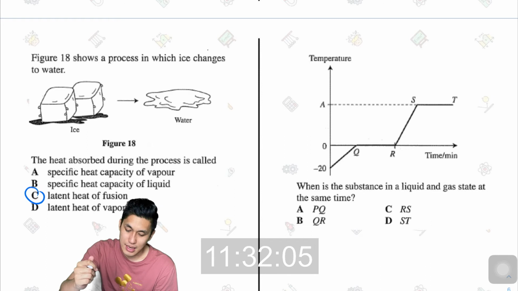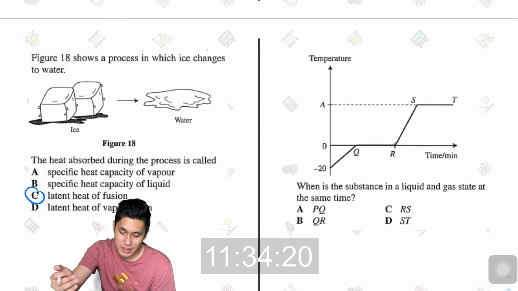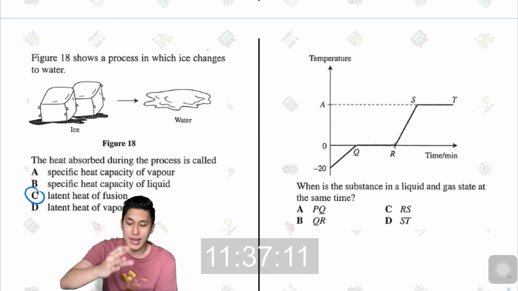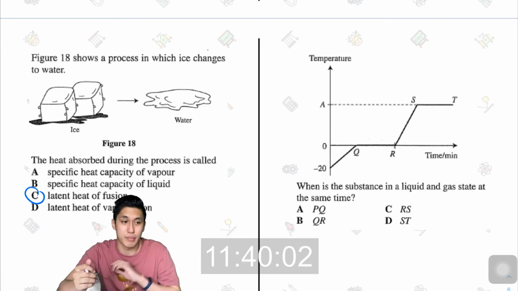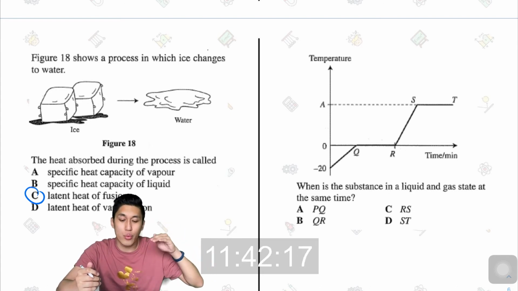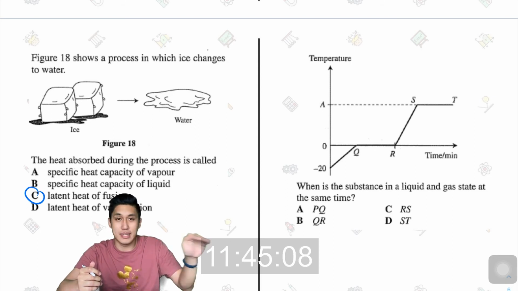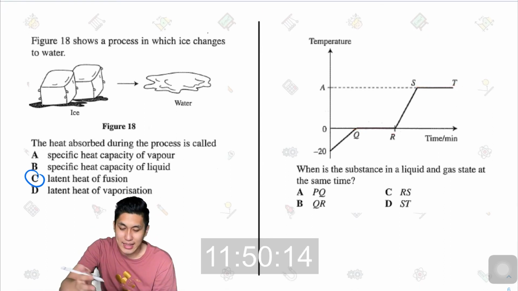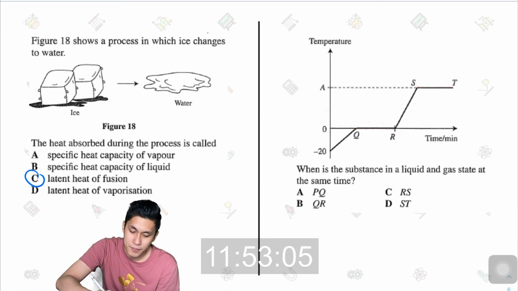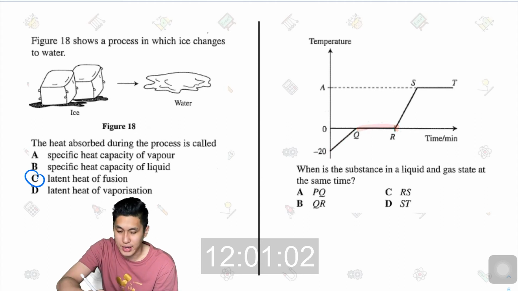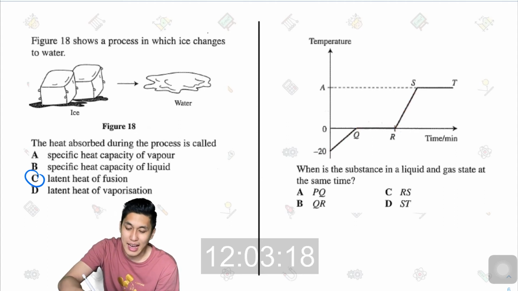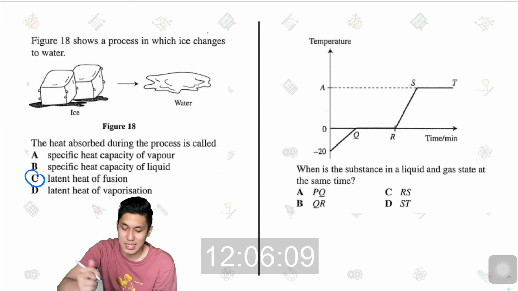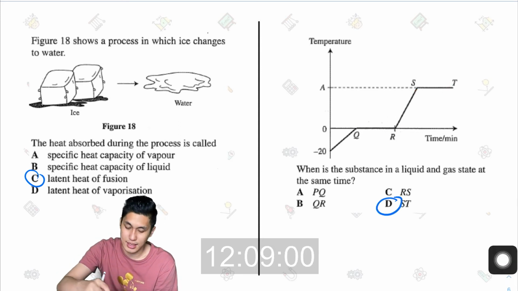When is the substance in the liquid and gas state at the same time? So when there's a liquid and gas mixture, that means there's no change in temperature because it's changing state, right? So we want the part where the temperature remains constant. So a horizontal line, right? And liquid and gas, okay, I'm going to assume that at this point it's a solid. Okay, when you're here at QR, it is a solid and liquid mixture, right? Then the liquid increases in temperature, and at ST you start to get a liquid and gas mixture. Okay, so the answer here is D.